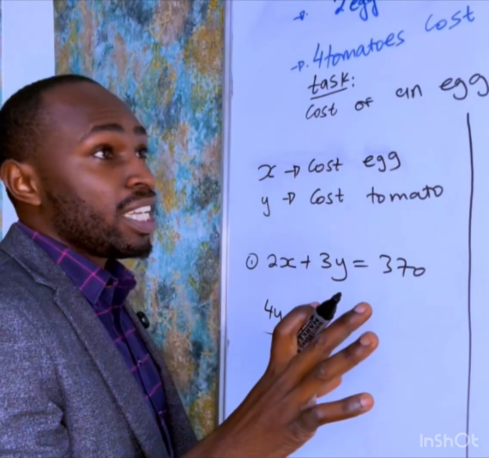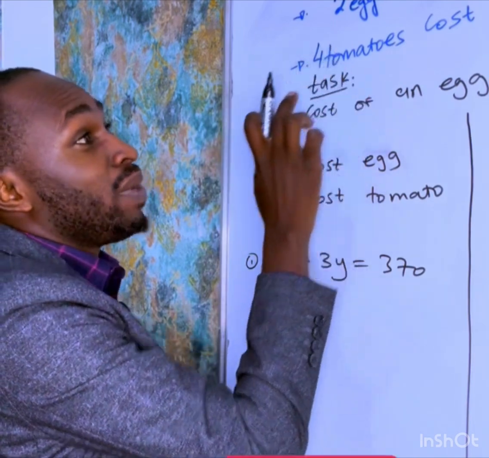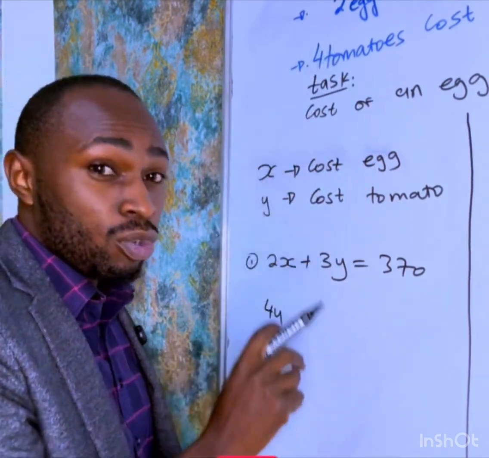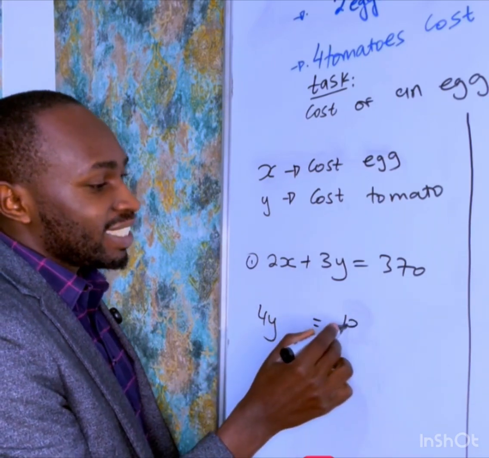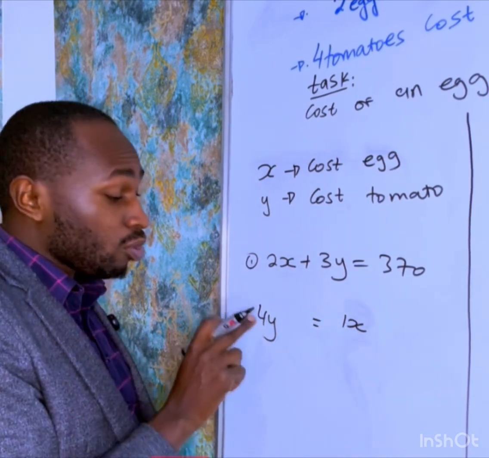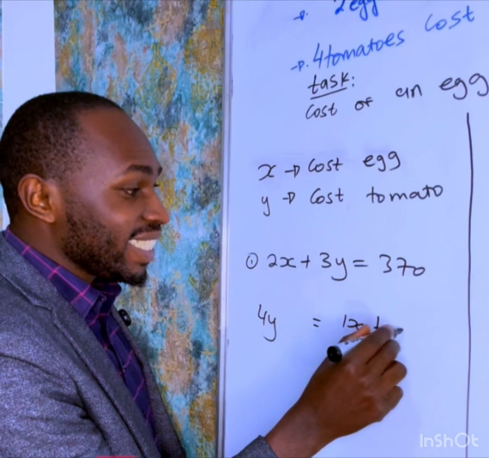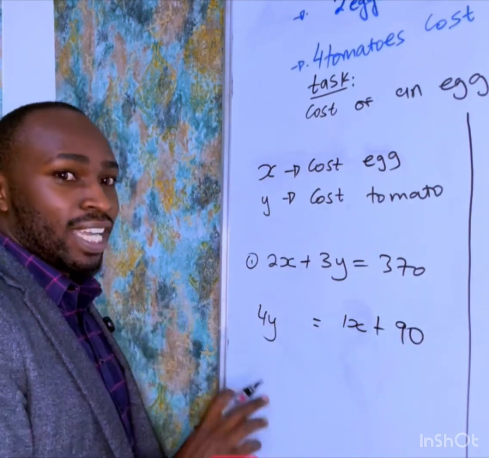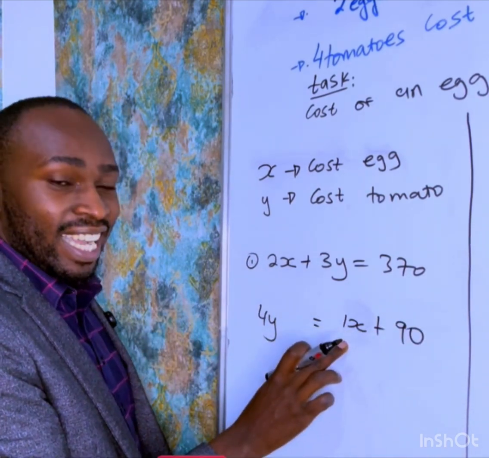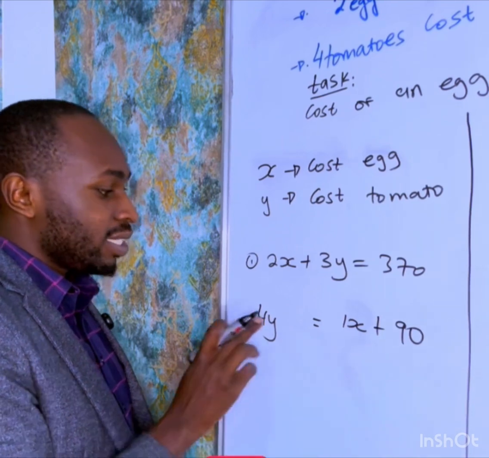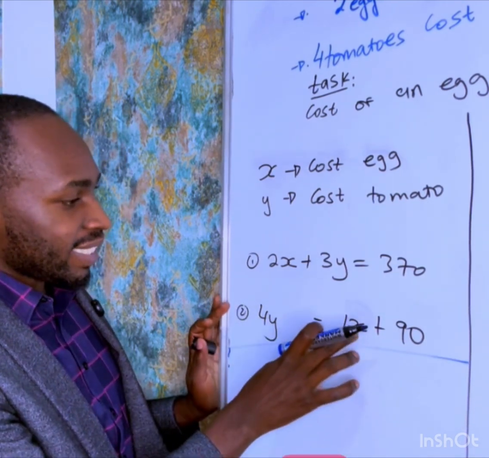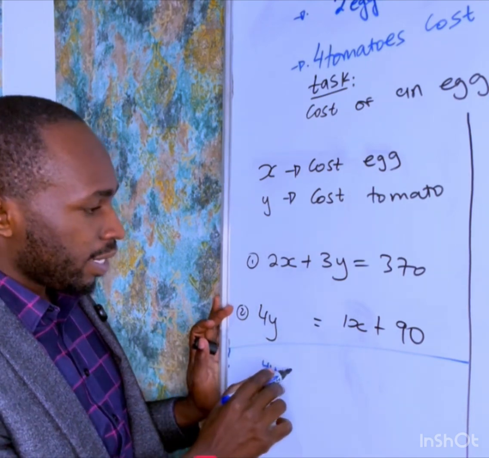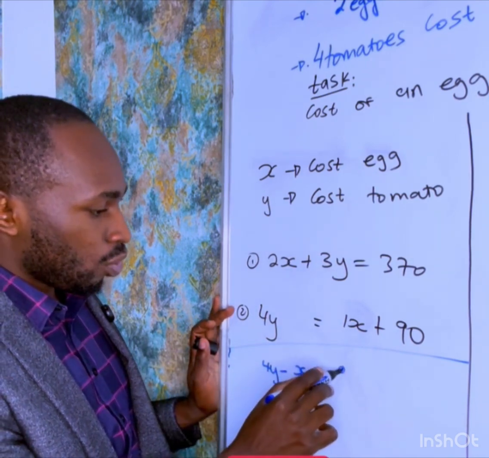The second statement says, if the cost of 4 tomatoes is 90 more than the cost of 1 egg, this is the cost of 4 tomatoes, and this is the cost of 1 egg. The cost of 4 tomatoes is 90 shillings more than the cost of an egg. So this is the cost of an egg, and if you add 90 shillings, you get 4 tomatoes. Let's rearrange these equations. So let's get the x this side. 4y minus x is equal to 90.